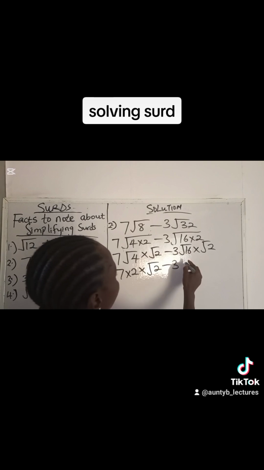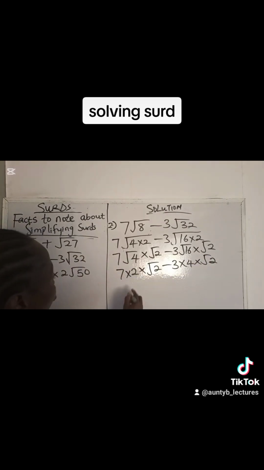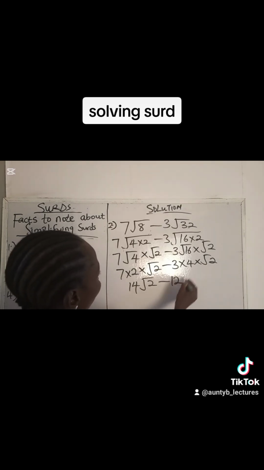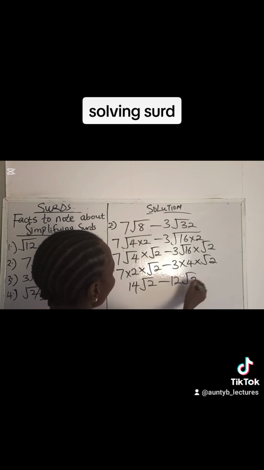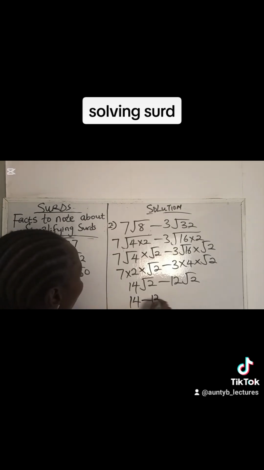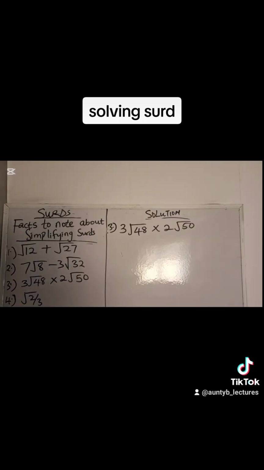What is the square root of 16? That is 4, so 4 times root 2. 7 times 2, that is 14. 14 root 2 minus 3 times 4, that is 12 root 2. We subtract 14 and 12. Let's bracket it. Take one of the roots, they are the same. 14 minus 12 is 2. We have 2 root 2. That is our answer.